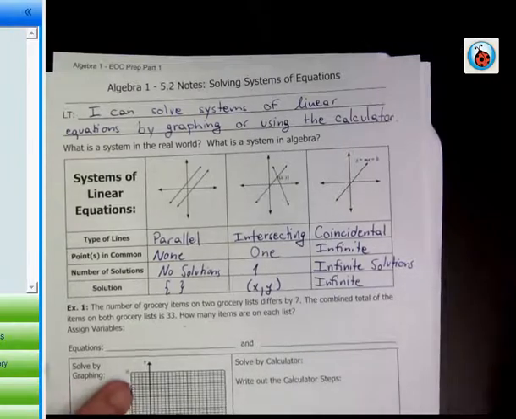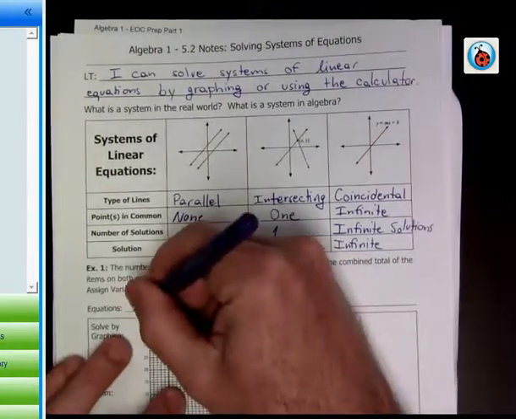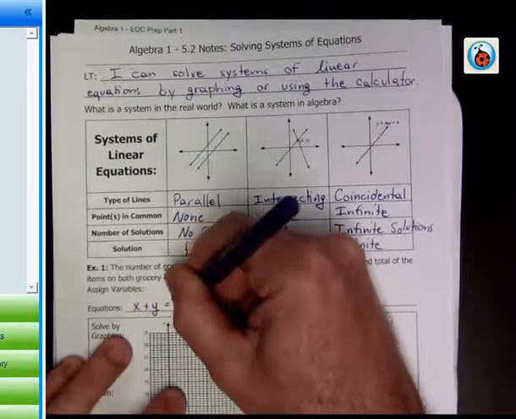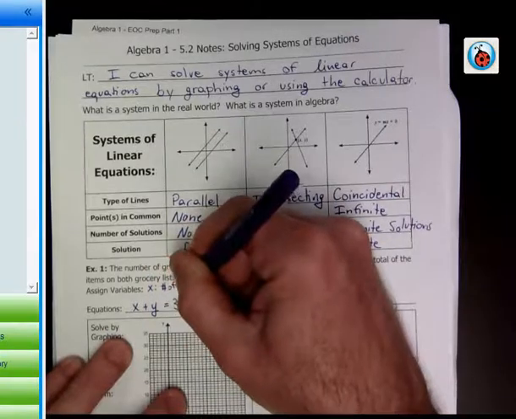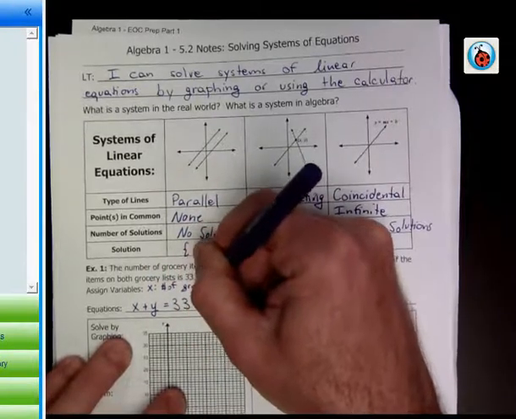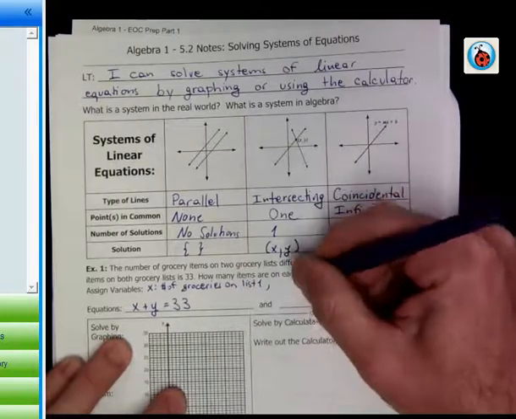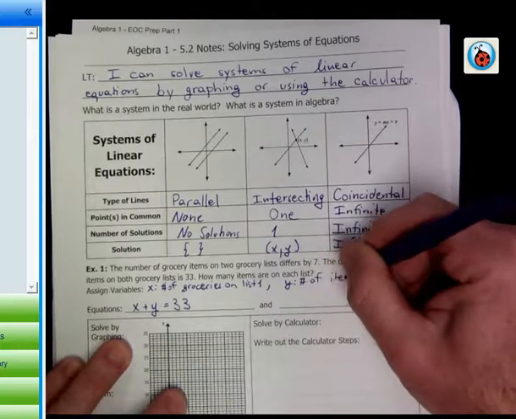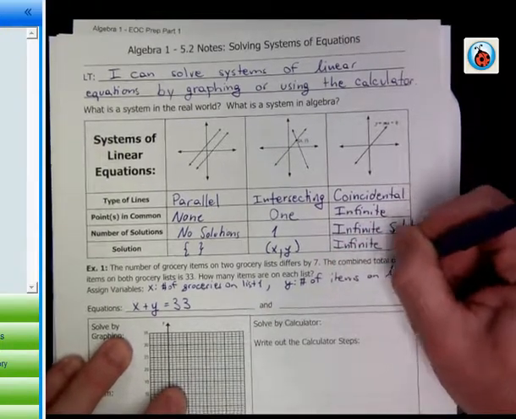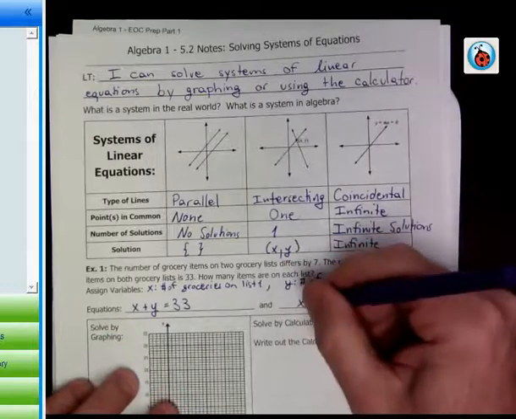So we did this word problem last lesson. The equations were x plus y equals 33. X was the number of grocery items on list 1. And y we can call number of items on list 2.